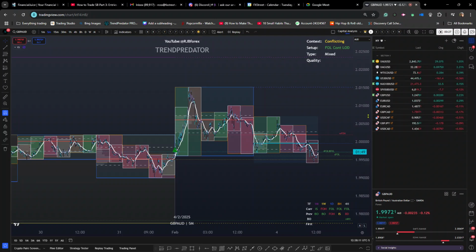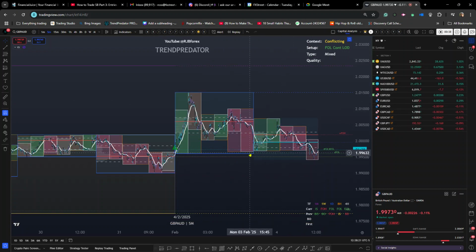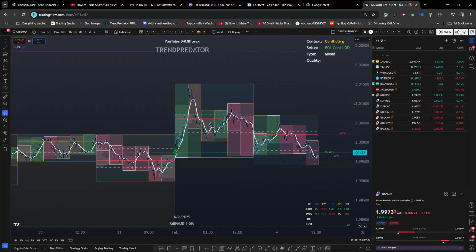What does that mean? It means it's a fake out low of the previous day. There is the previous day range. This is today. We have broken the low today, but we've come back inside.